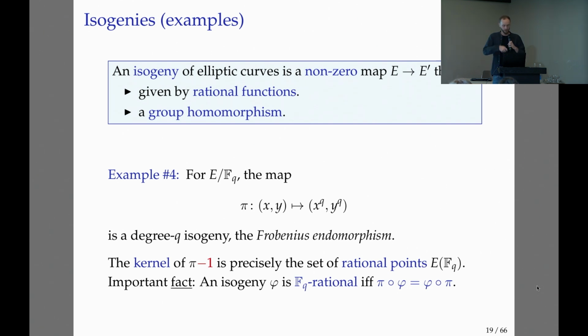What's more important for the applications that I'll show is that an isogeny is F_q-rational, so it has all the coefficients in these polynomials in F_q, if and only if it commutes with Frobenius. This shows up in a lot of proofs, for example, CSIDH, which I'll talk about in a little while.